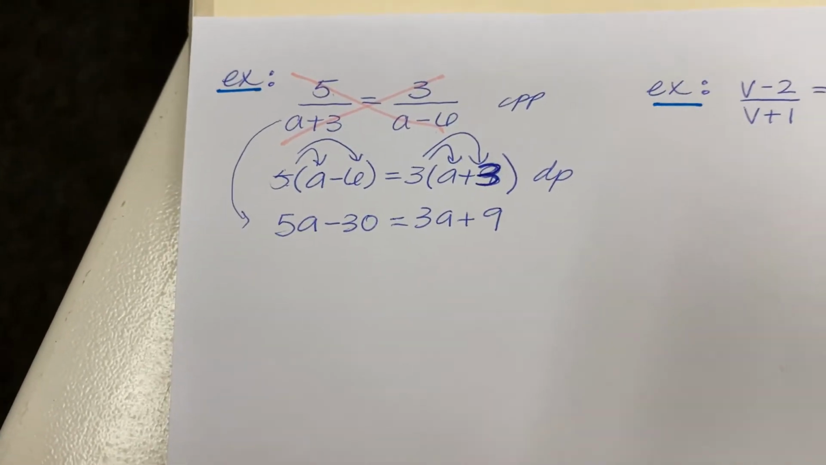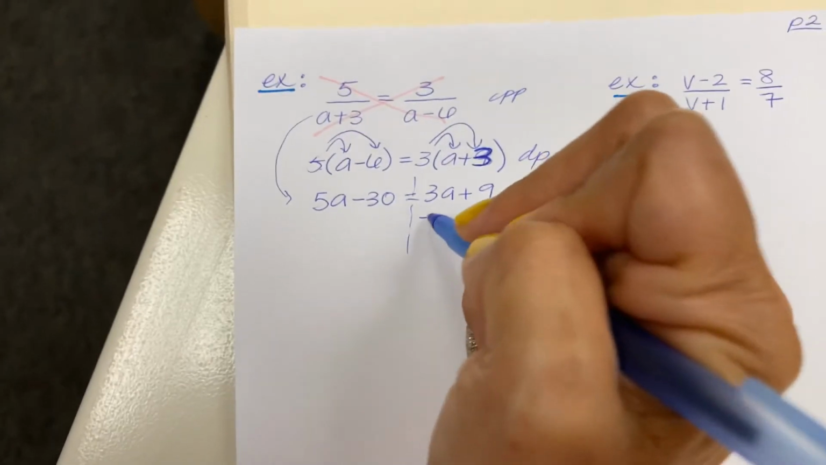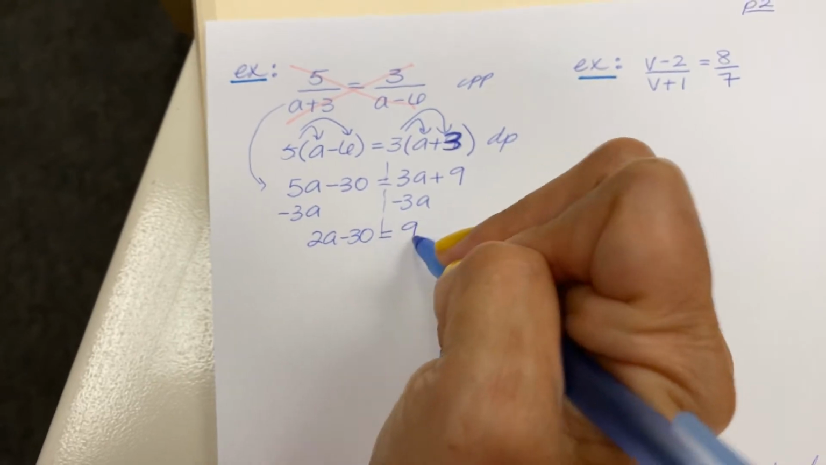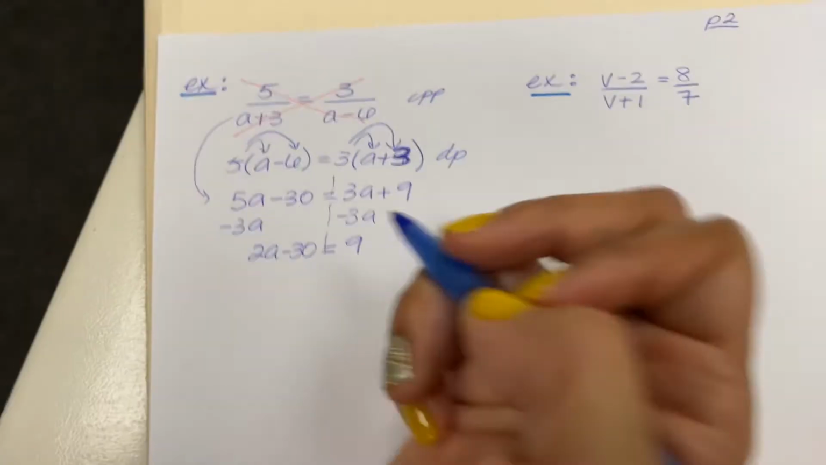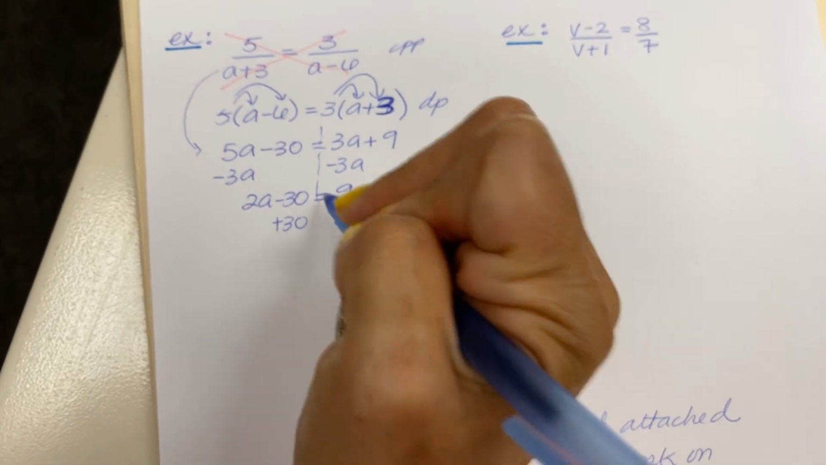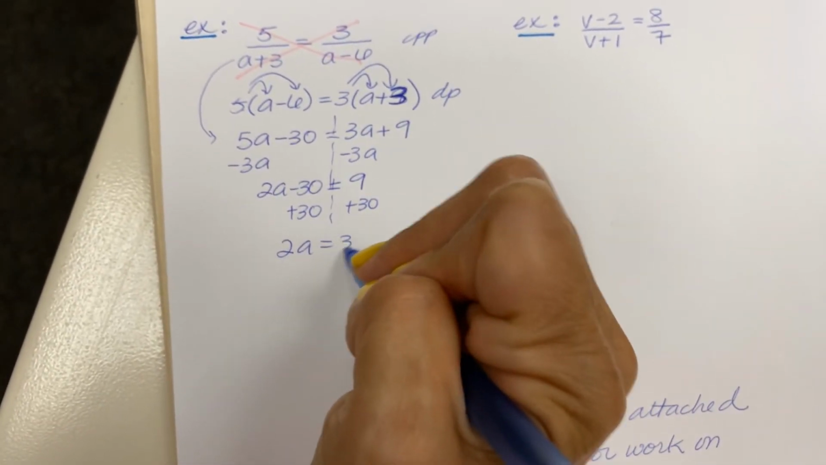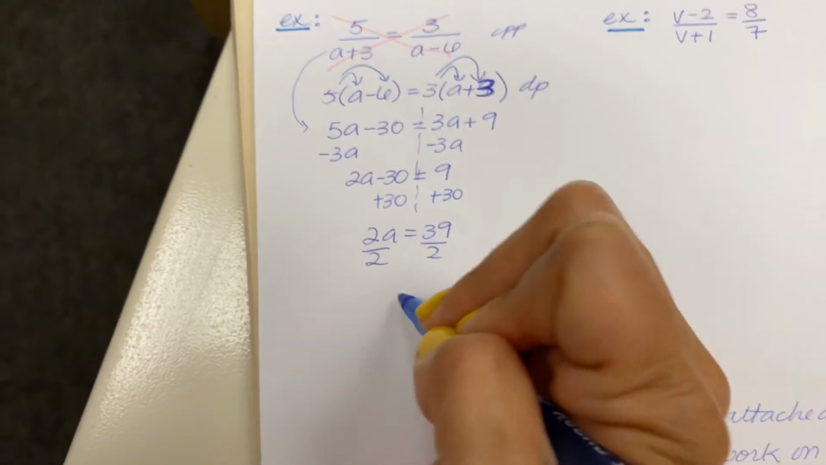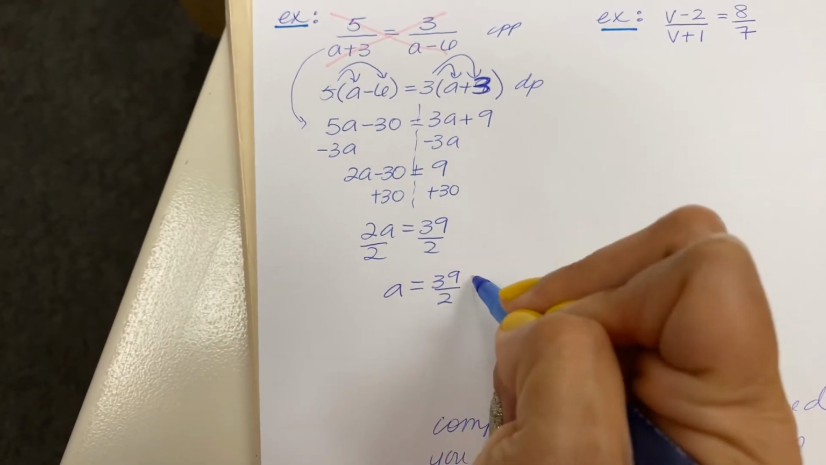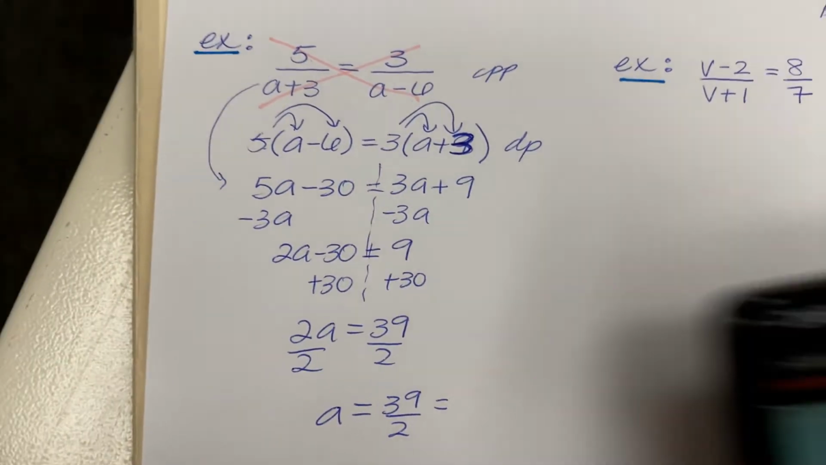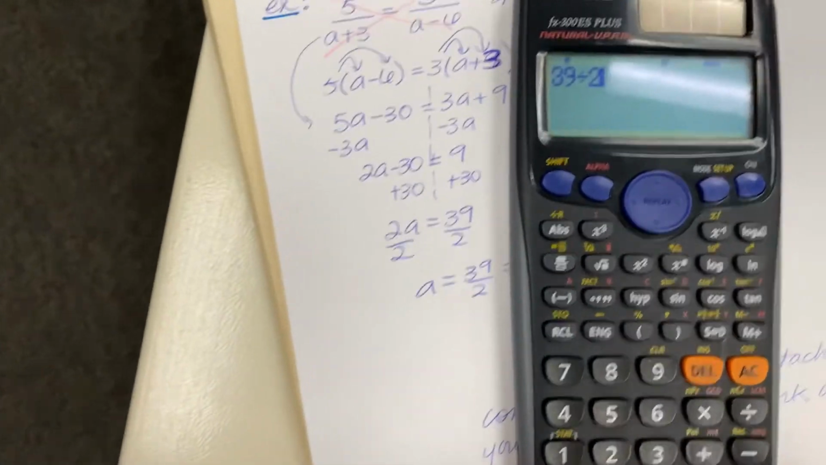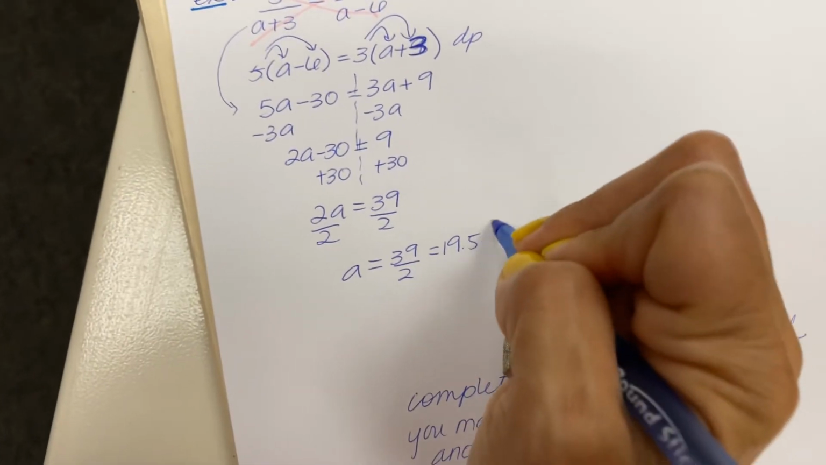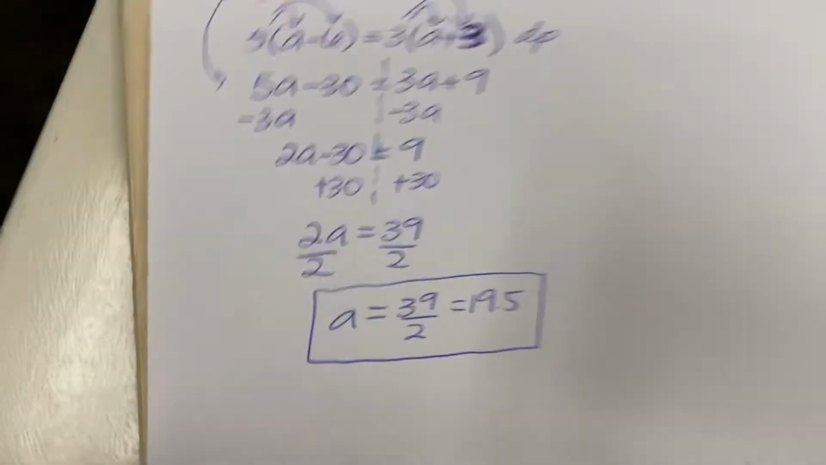Now we need to inverse operate. Here's my equal sign, so subtract 3a, and I get 2a minus 30 is equal to 9. And then add 30, because here's my equal sign. And I get 2a is equal to 39, and then divide by 2. And a is 39 halves, or 19.5. 39 divided by 2, 19.5. So whichever answer you prefer.